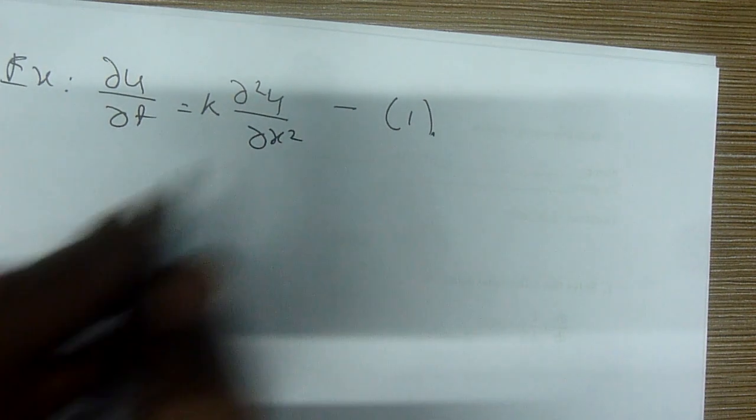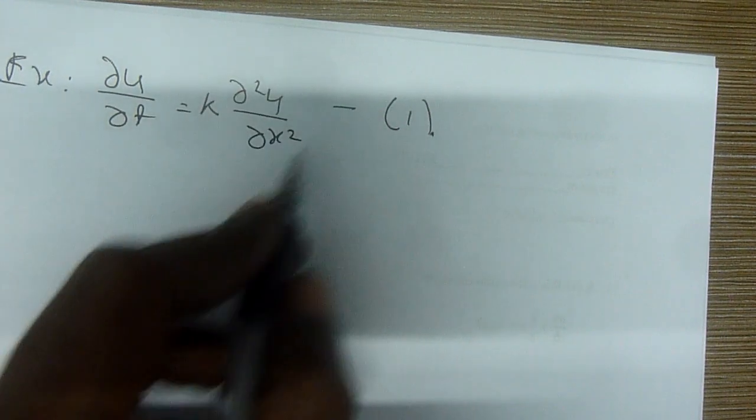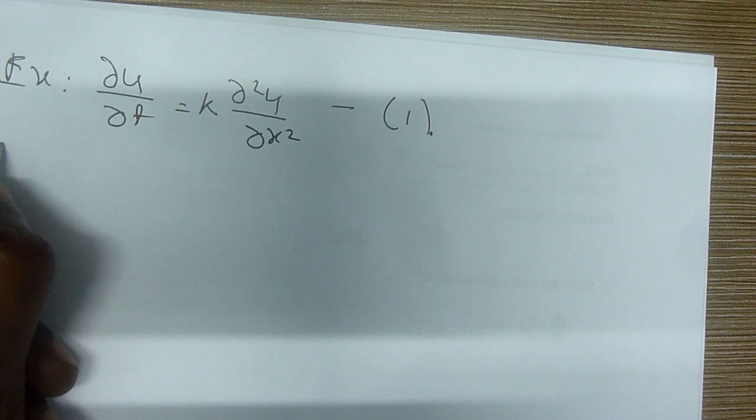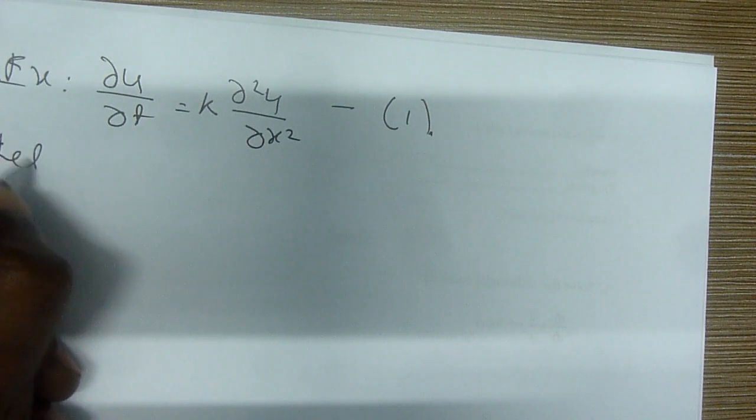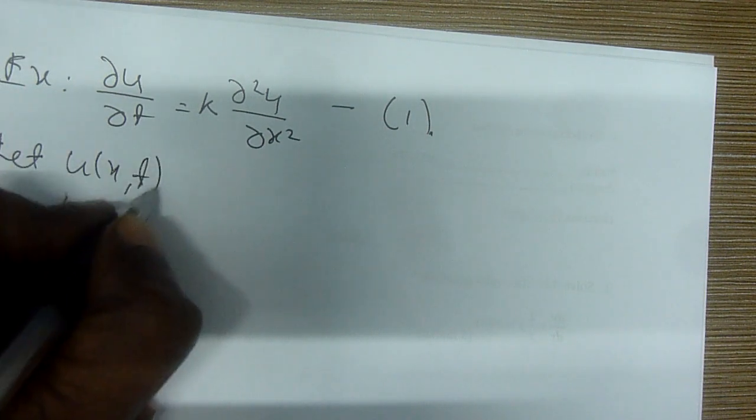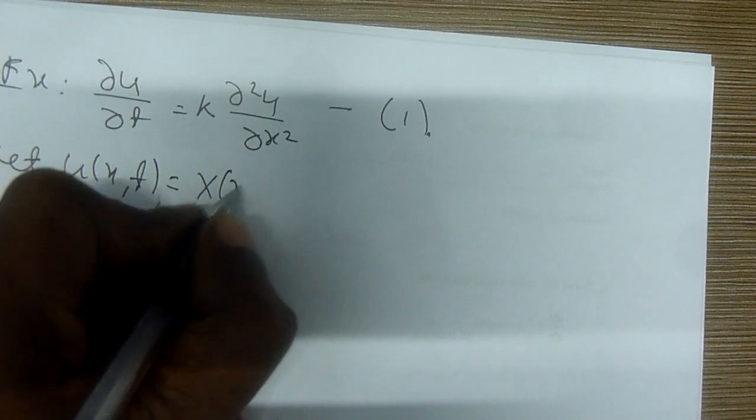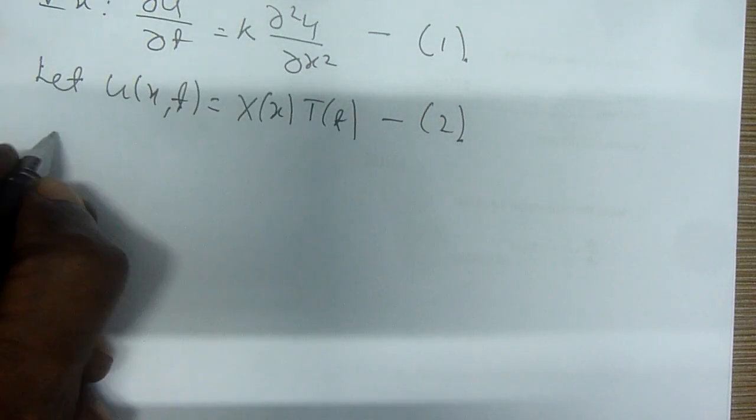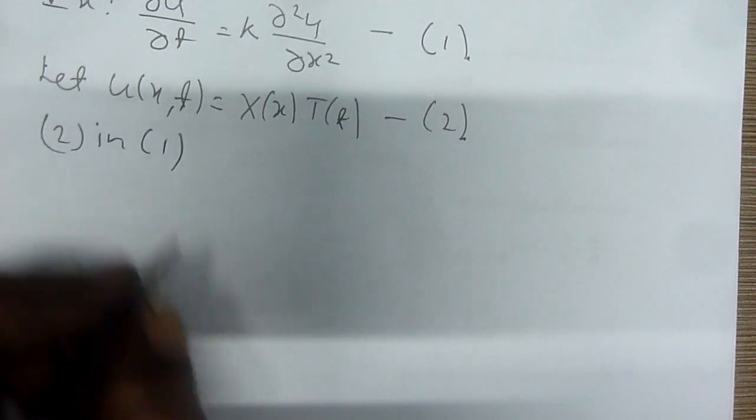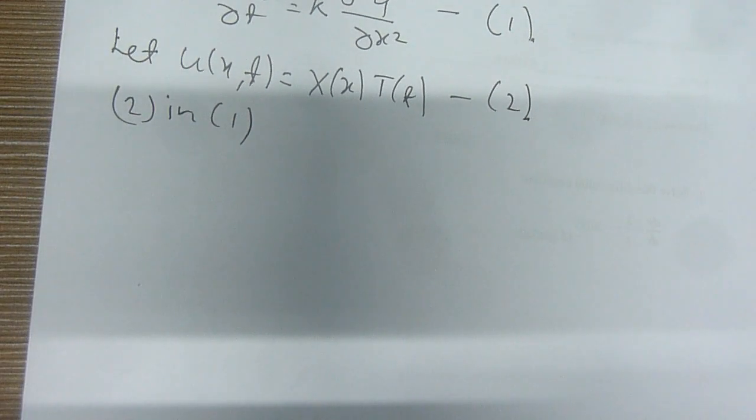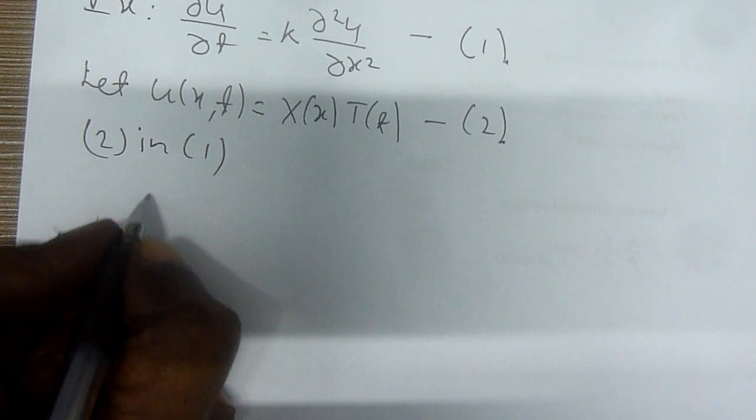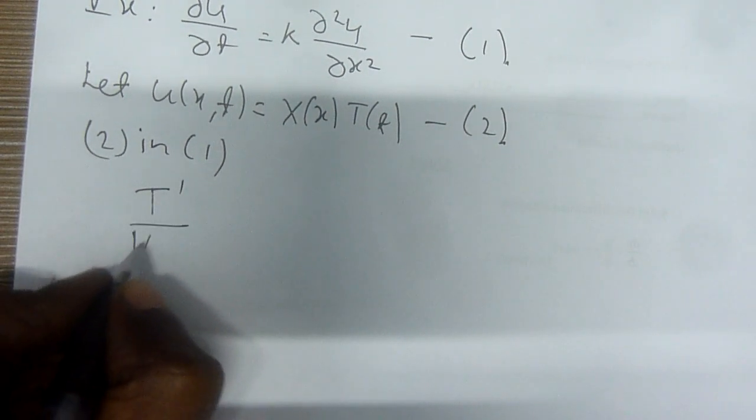Is this homogeneous? Yes, very obvious. This is a linear homogeneous equation. Therefore, I can use what I call the separation method. Let u(x,t) equal X(x)T(t). This becomes a second derivative, therefore 2 in 1. You must follow the order, it's very important. You will get T', kT.